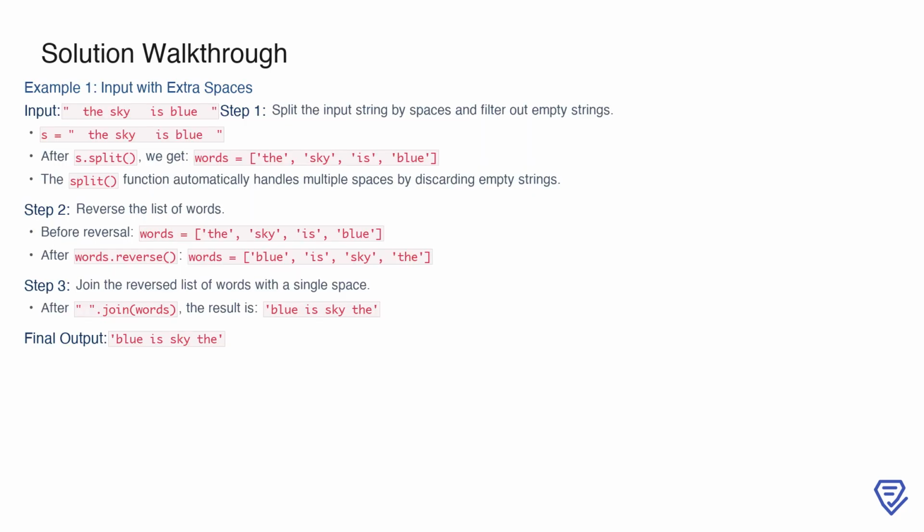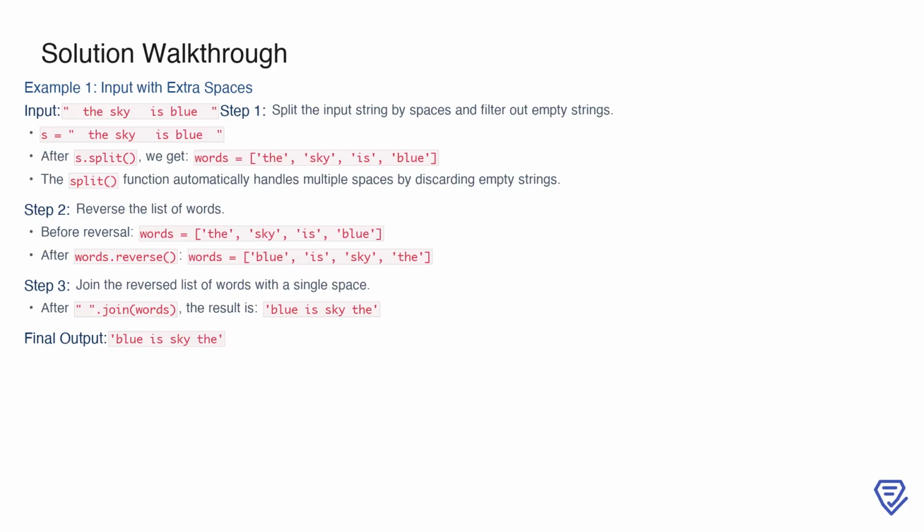To solve this problem, we start with an example where the input string contains extra spaces. The input is a string with multiple spaces, including at the beginning and end. The first step is to split the input string by spaces, which automatically removes any empty strings caused by extra spaces. This gives us a clean list of words.